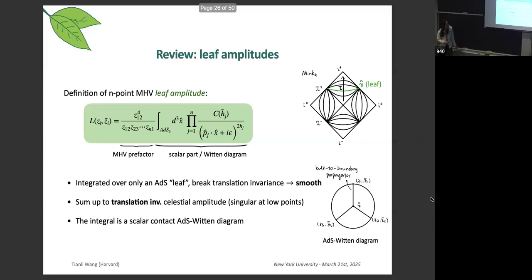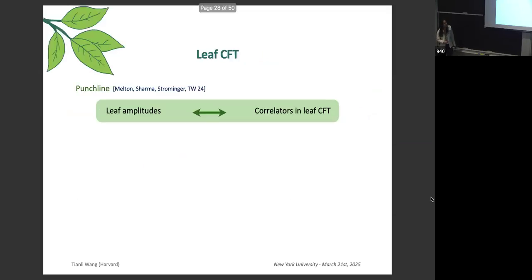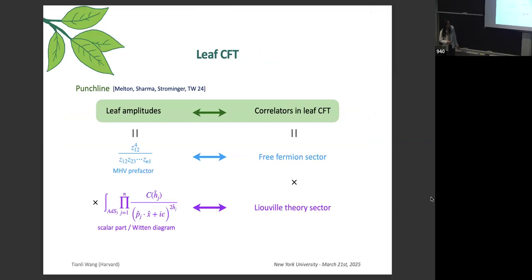Okay, so I finished the review, and now let me go to new results on the leaf CFT. The punchline is we give a CFT construction whose correlation functions reproduce leaf amplitudes. This CFT contains two sectors: one with free fermions, which reproduces the spin part of the leaf amplitudes, and the other is Liouville theory, which reproduces the scalar part. But only in the large N_D.